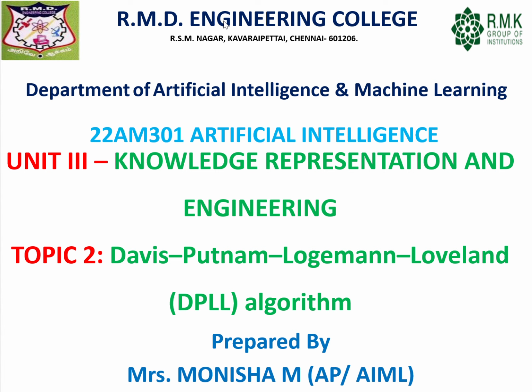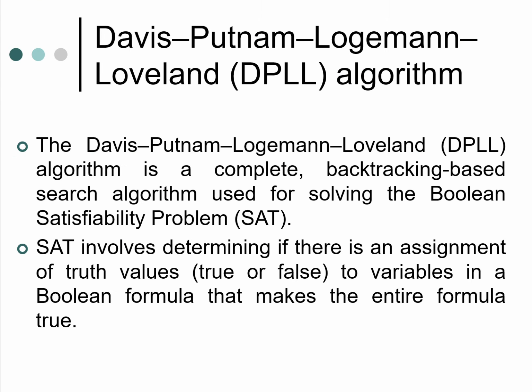This is Monisha. Today's topic is the Davis-Putnam-Logemann-Loveland (DPLL) algorithm. This DPLL algorithm is a complete backtracking-based search algorithm. It can be used for solving the Boolean SAT. SAT means a satisfiability problem.